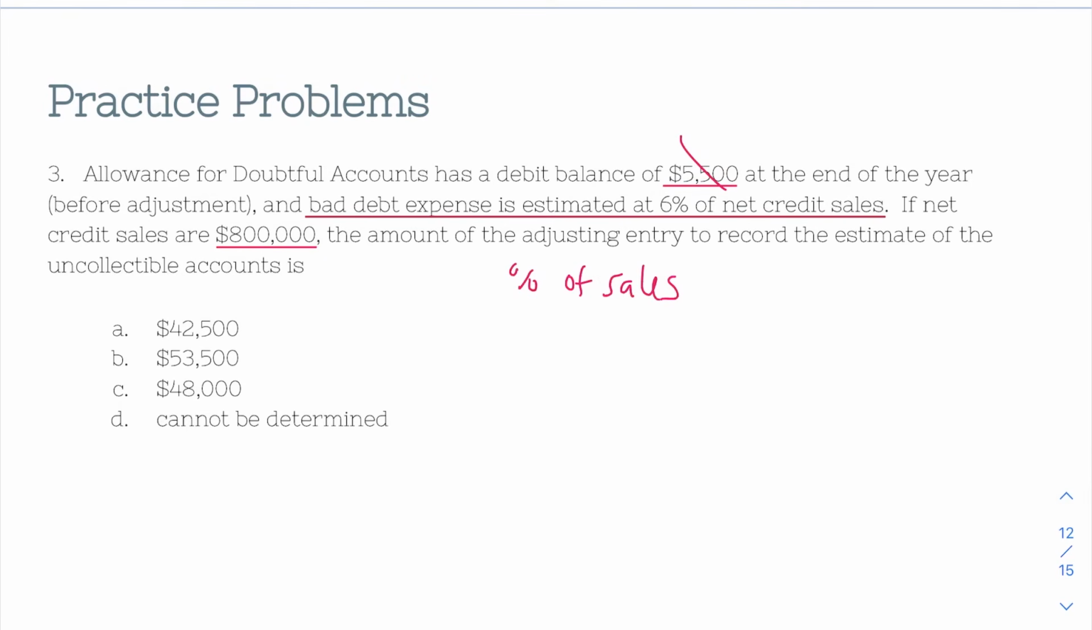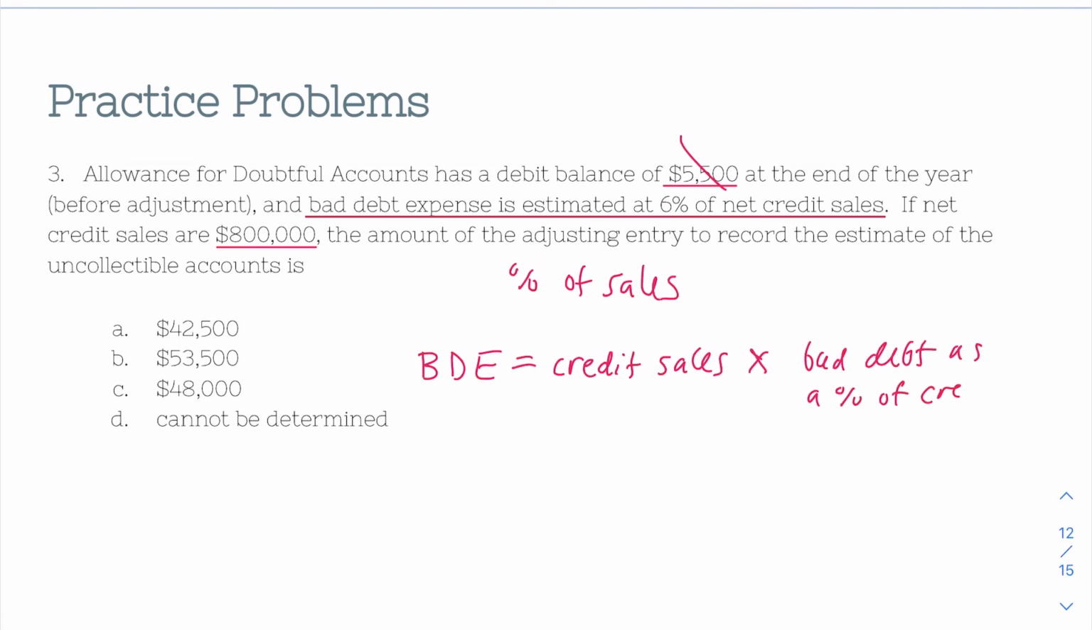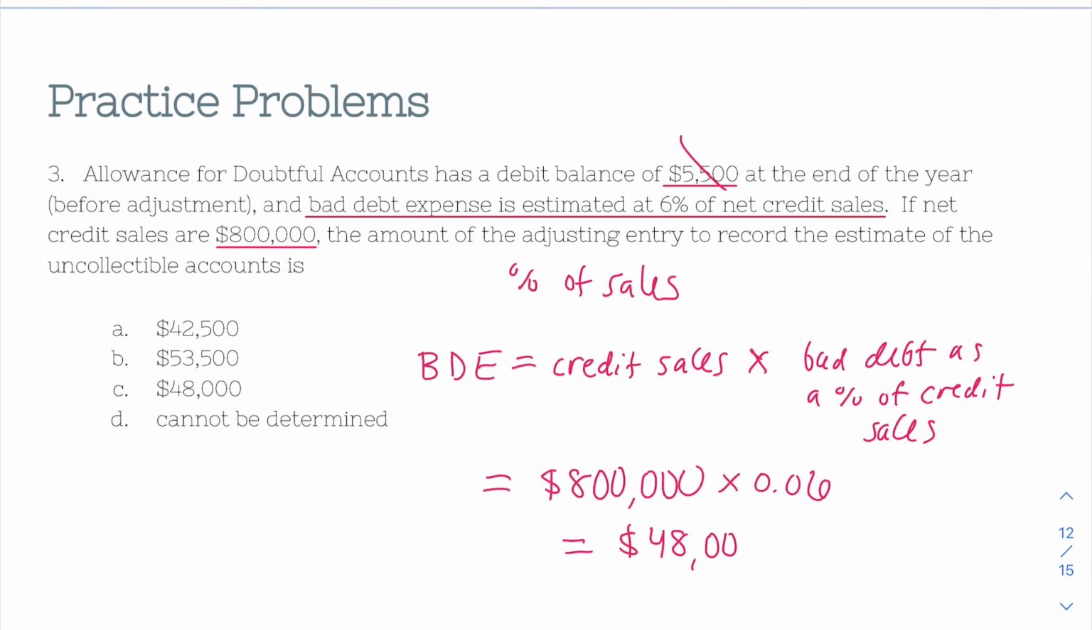And how do we do that? We use the formula that bad debt expense is equal to credit sales times bad debt as a percent of credit sales. So if we do that out, it tells us credit sales are $800,000 and bad debt is estimated at 6% of net credit sales. So times 0.06, that is going to be $48,000 as our bad debt expense. And that is going to be C.